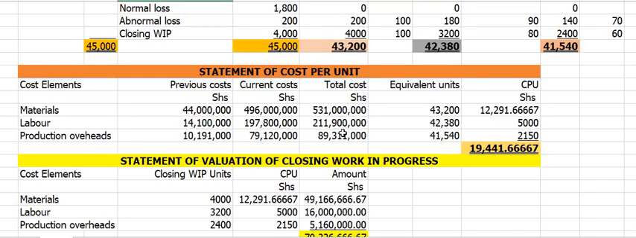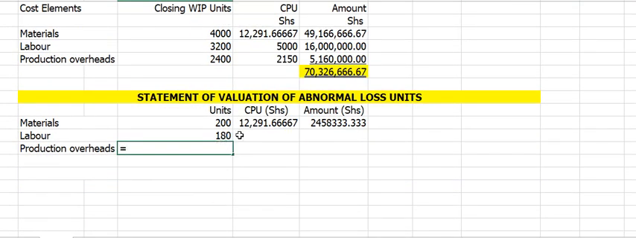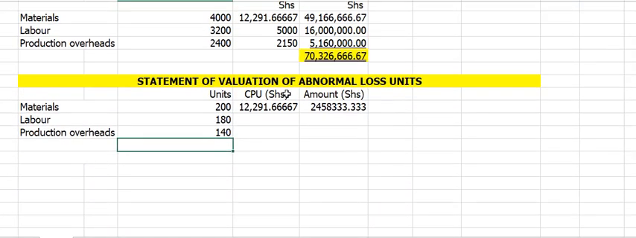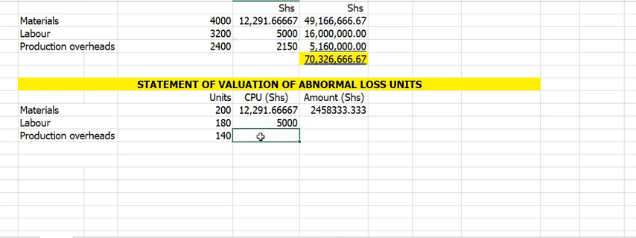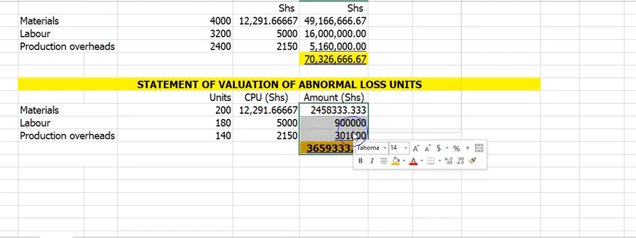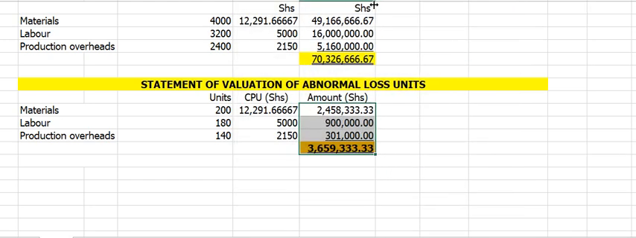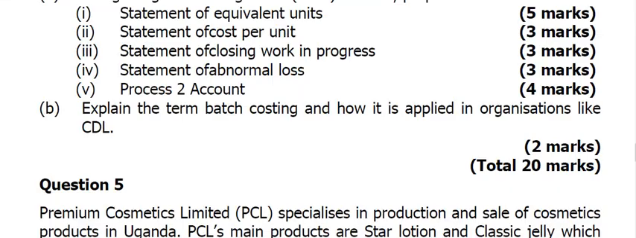Just multiply labor, the equivalent units, abnormal loss, labor, that is 180. For the production overhead, we have 140. The CPUs, we have them, this, you multiply. Then you get the total, which is this plus plus. That is your total for the value. So that is the value of the abnormal loss units.